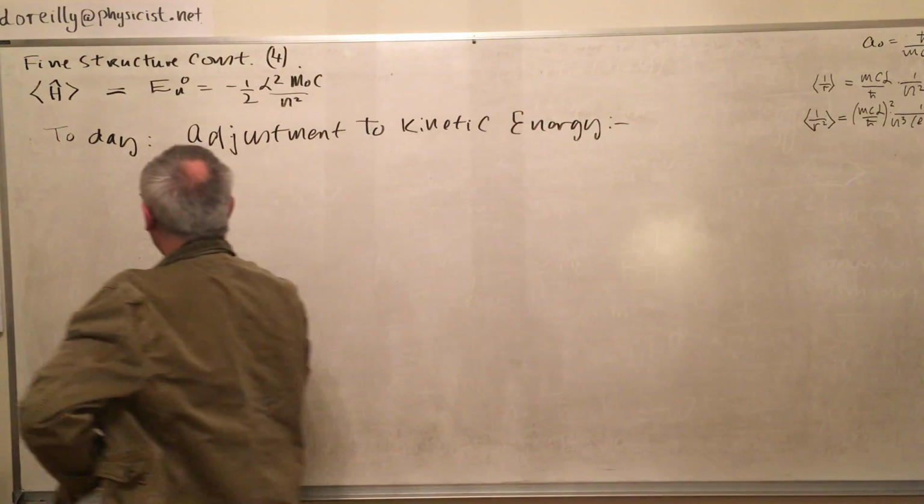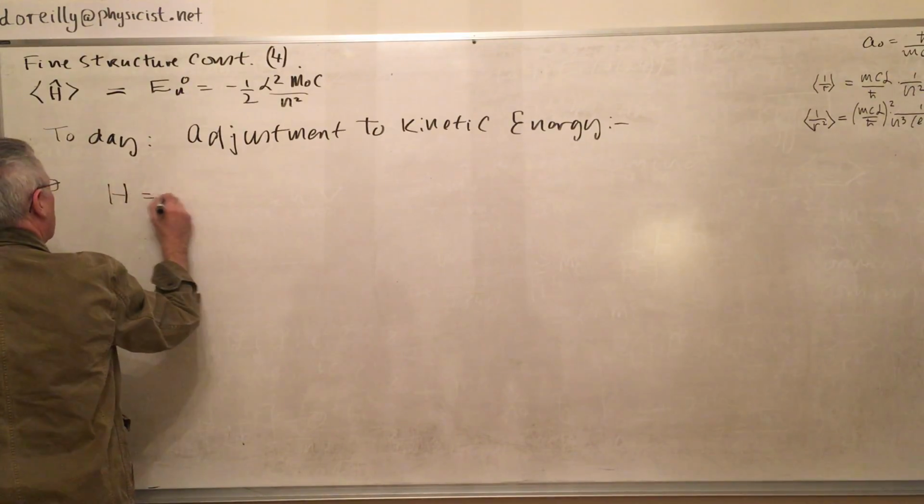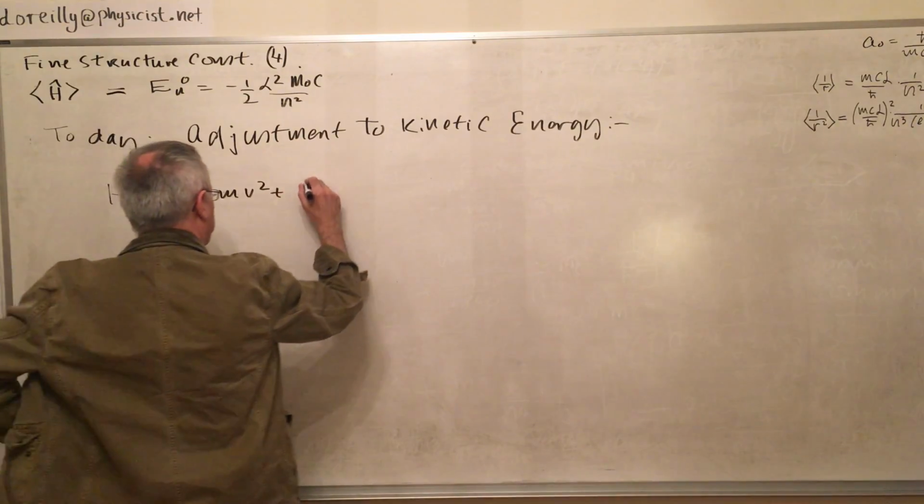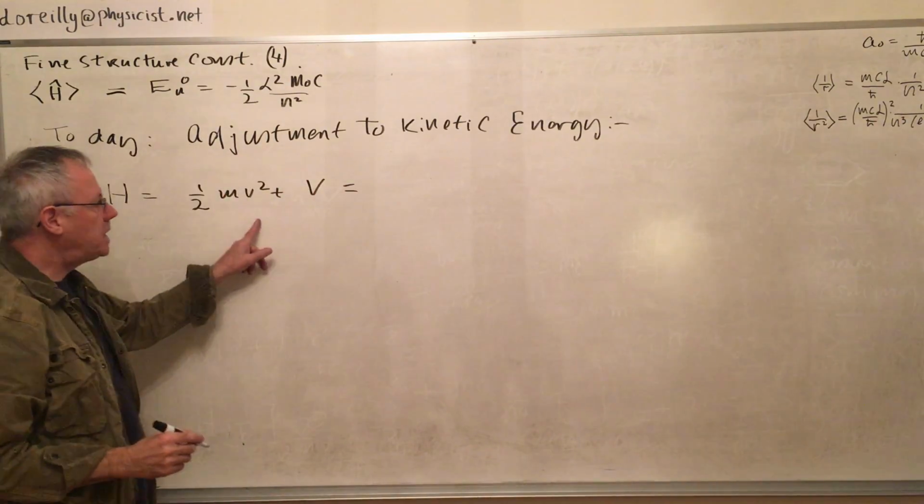Now, the Hamiltonian operator is the sum of the kinetic and the potential energies.